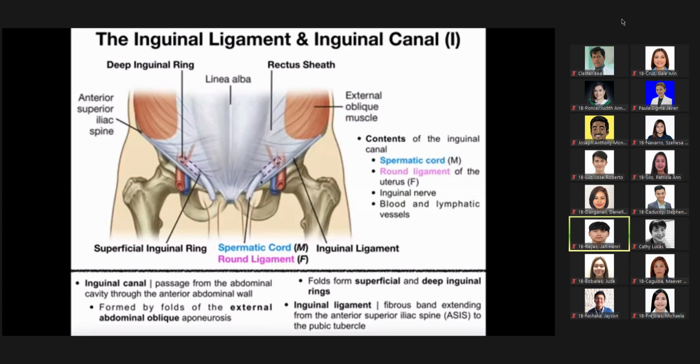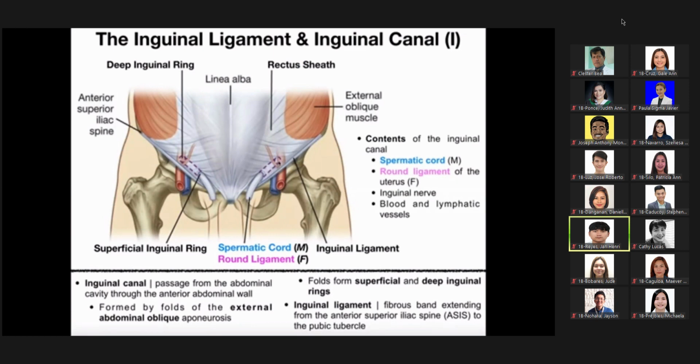Okay, now in order to form the passageway, you have to have some folding of some of the aponeuroses there. And it turns out that the folds that allow this passageway to form are specifically folds of the external abdominal oblique aponeurosis. So it's folds of the external oblique aponeurosis that allow this canal to be formed.